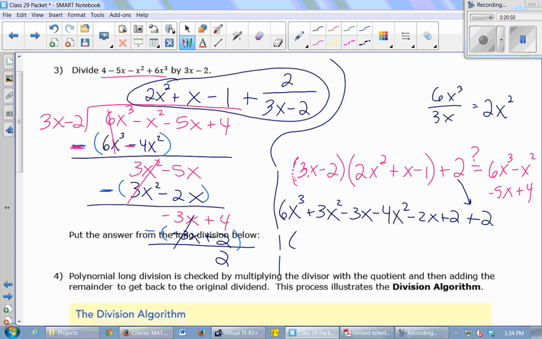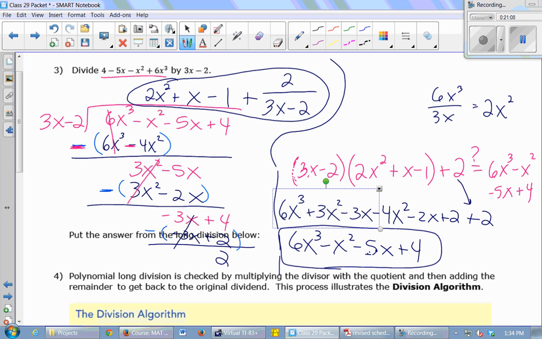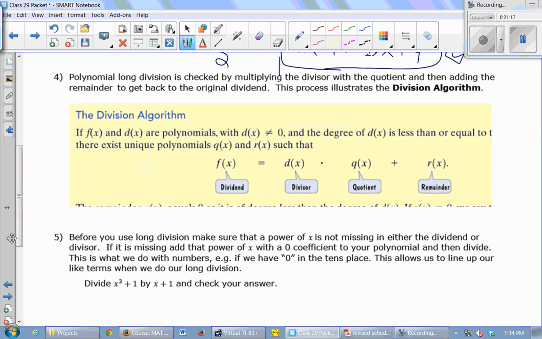Combine like terms, and I have 6x cubed. 3x squared minus 4x squared is -x squared. -3x minus 2x is -5x. And 2 and 2 is 4. And that is the dividend I started with. So that's all that this, oh, it didn't print on mine. The division algorithm says that your dividend is equal to your divisor times your quotient plus your remainder. It's just a convenient way to check your division.